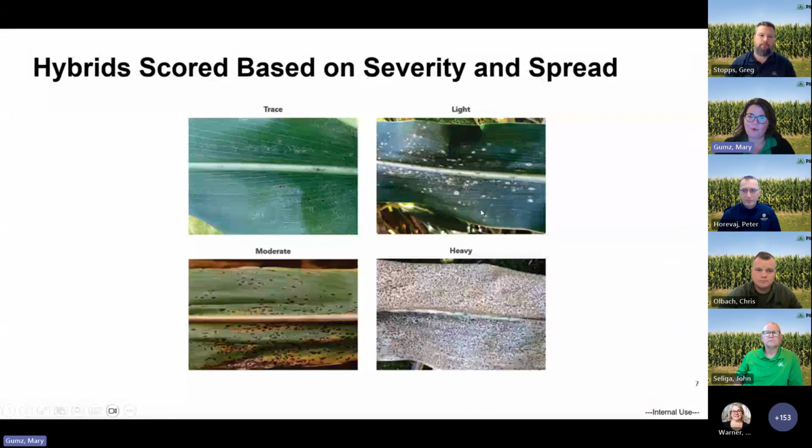And in fact, this is from one of our protocols for scouting. You can see the difference on the same day. We've got hybrids that have a trace. We've got light tar spot, moderate tar spot lesions, and then you can see the heavy lesions where you not only have the tar spot lesions, but it's also killed the leaf around it.